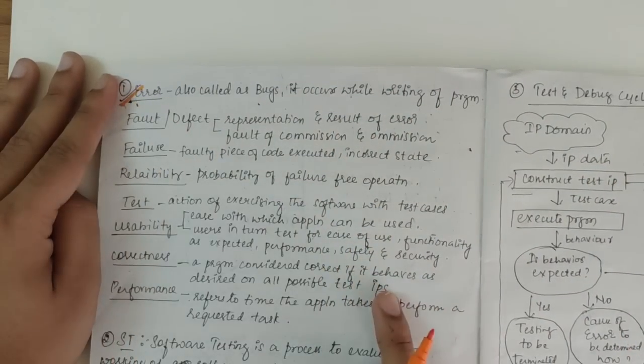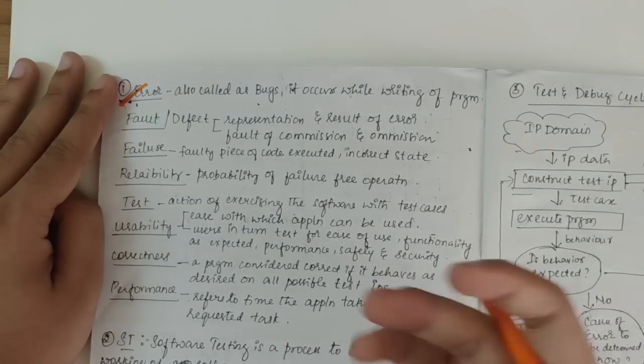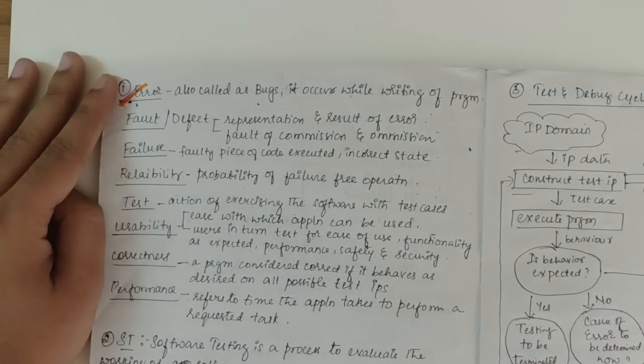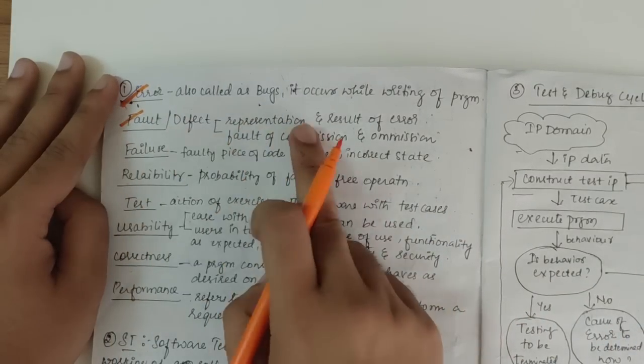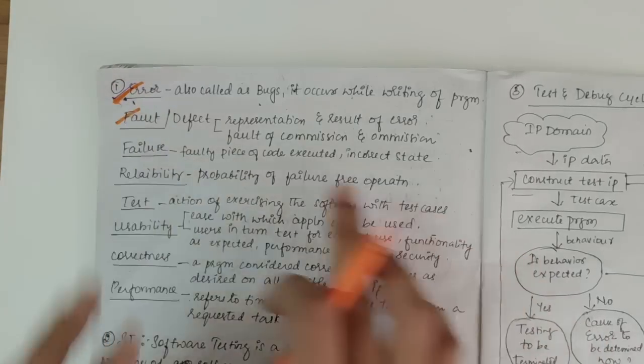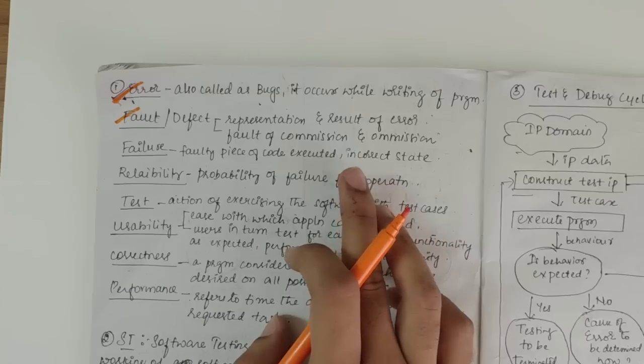Starting from the first terminology, that is error. Error is also called a bug. It occurs while writing the program. Because of error, a fault or defect occurs. Fault or defect is the representation and result of error. Fault could be further classified into two types, that is fault of commission and fault of omission.